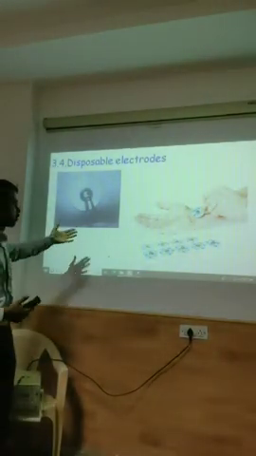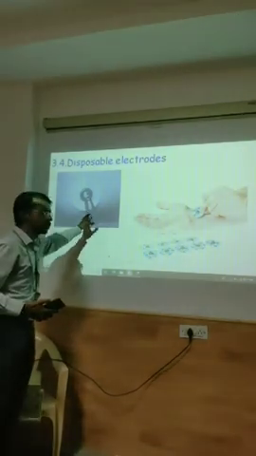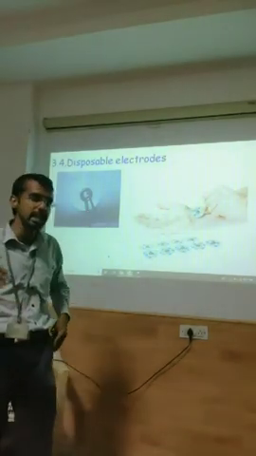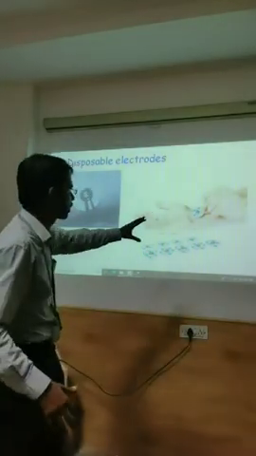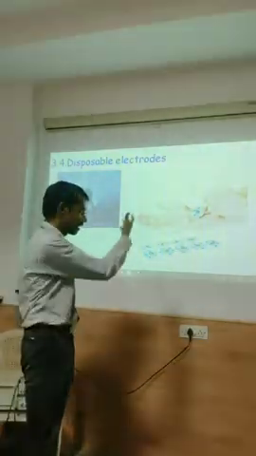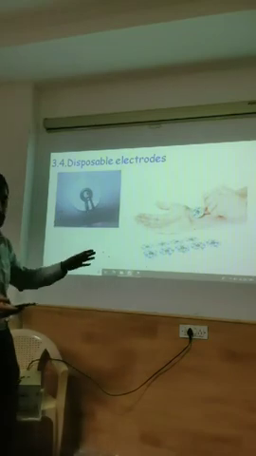So that is how disposable electrodes work, and this is also used for ECG or EMG measurements. In any part of the body you can stick it. The glue is very adhesive, very good. But it's not always good; it can only be used once.